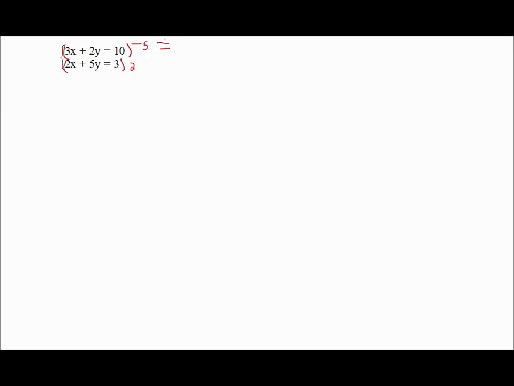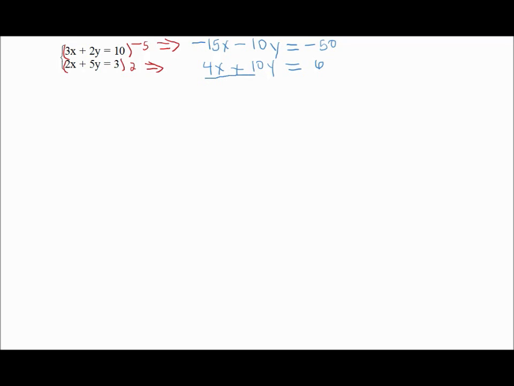So for my top equation, let me go ahead and multiply this negative 5 to each term. Negative 5 times 3x will give me a negative 15x. And negative 5 times 2y will give me a negative 10y. Let me fix that a little better so it doesn't look like an x. That's a negative 10y. And then equals, negative 5 times 10 will give me a negative 50. For the bottom equation, when I multiply each term by 2, 2 times 2x will give me 4x. 2 times 5 will give me a positive 10y. And then 2 times 3 will give me 6. Now clearly you see my y variables are now opposites.